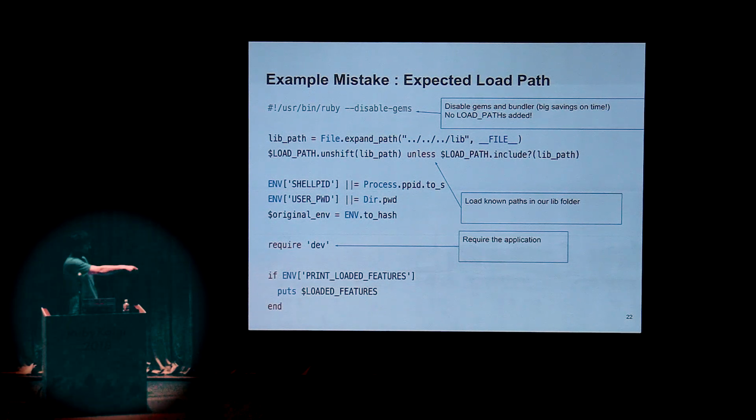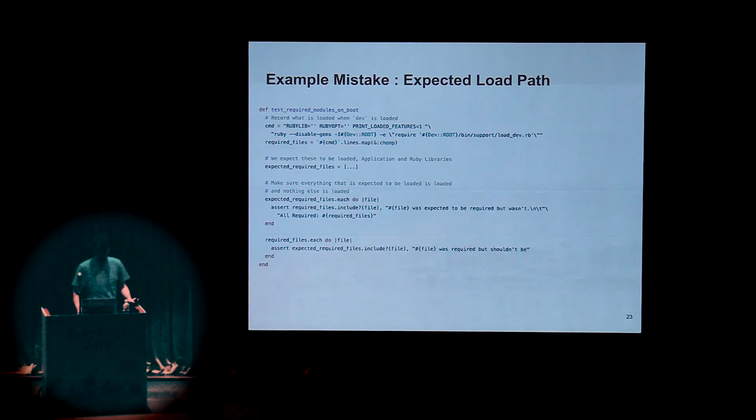And then this part at the bottom here, if we give an environment variable, print loaded features, we're actually going to just print the Ruby constant loaded features, which includes everything currently required and in your load path. And this allows us to now test this application.